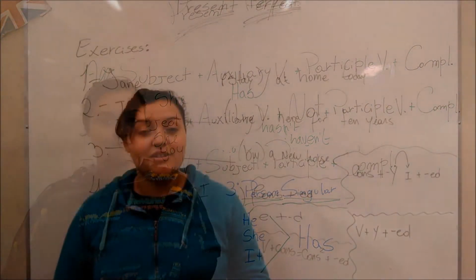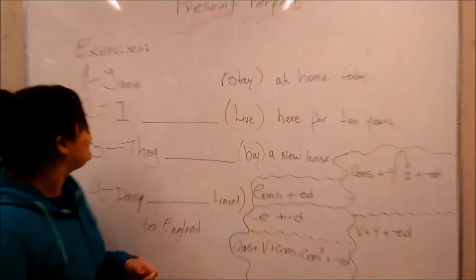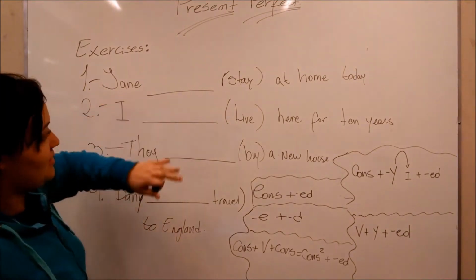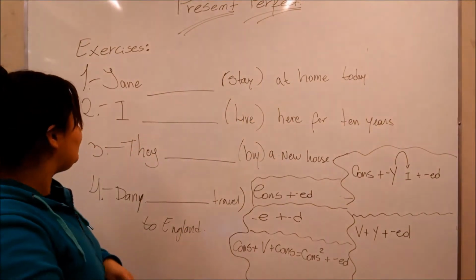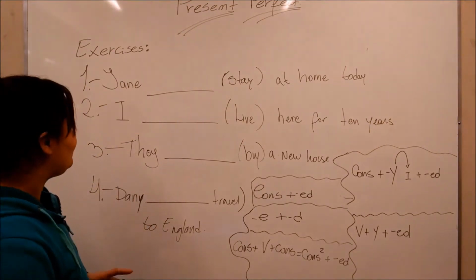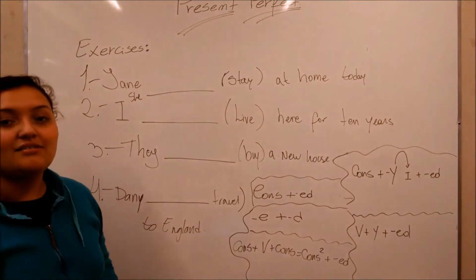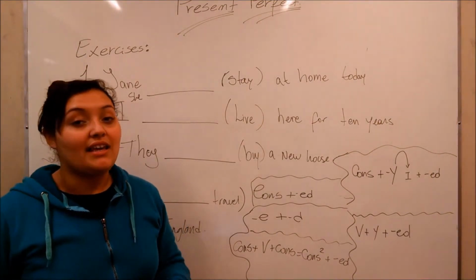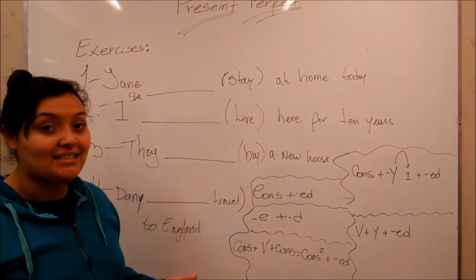Now we're going to see some exercises about present perfect tense, of course. So the first one is Jane, the verb stay, at home today. Jane is a woman's name, so it could be replaced by she. Okay, so it's a third person singular. So as we know, in the case of third person singular, we have to put has instead of have.